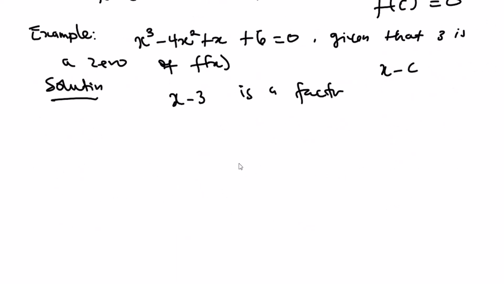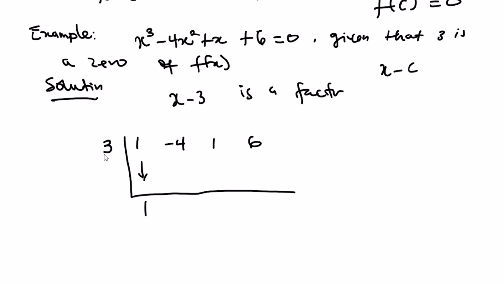Alright. So it means that we have our c to be what? Yes, it's 3. Then we write our coefficients 1, -4, 1, and what? 6. We bring down the first coefficient, we use it to multiply c, we are getting 3. You add, you get -1. -1 times 3 will be what? -3. Then you add again, you get -2. -2 times 3 will get -6. You add, you get what?